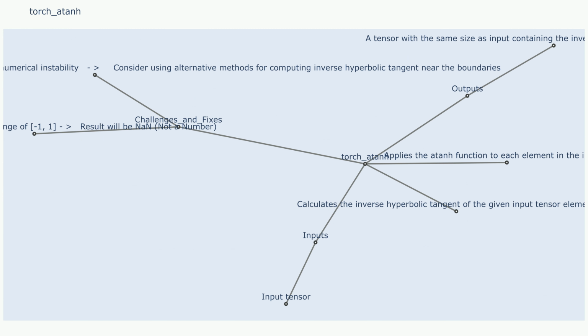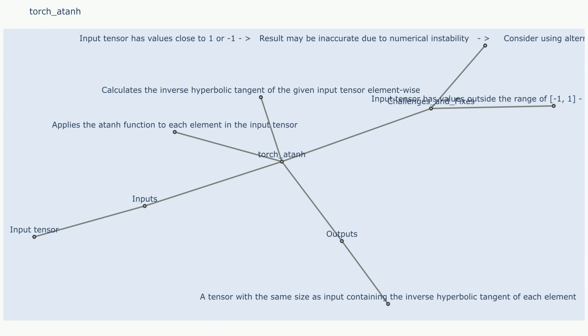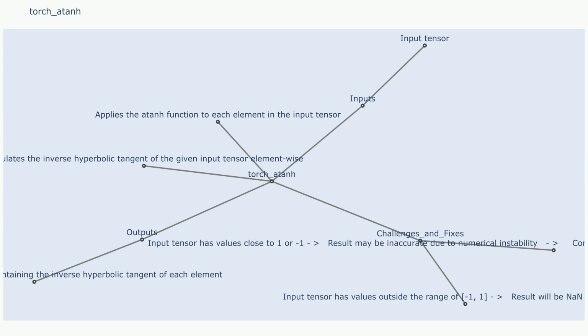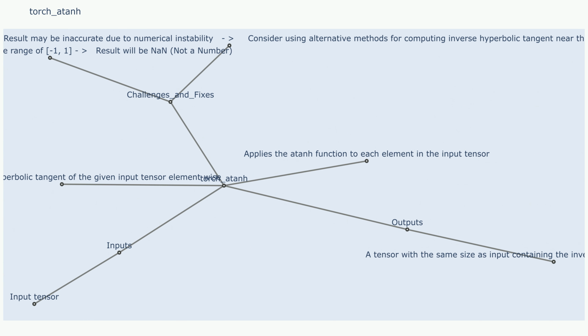Steps. Step 1. The function takes an input tensor. Step 2. It calculates the inverse hyperbolic tangent of each element in the tensor using the formula atanh(x) = 1/2 ln((1+x)/(1-x)). Challenges and fixes. Challenge 1. The input tensor must contain values within the range of -1 to 1, excluding -1 and 1.